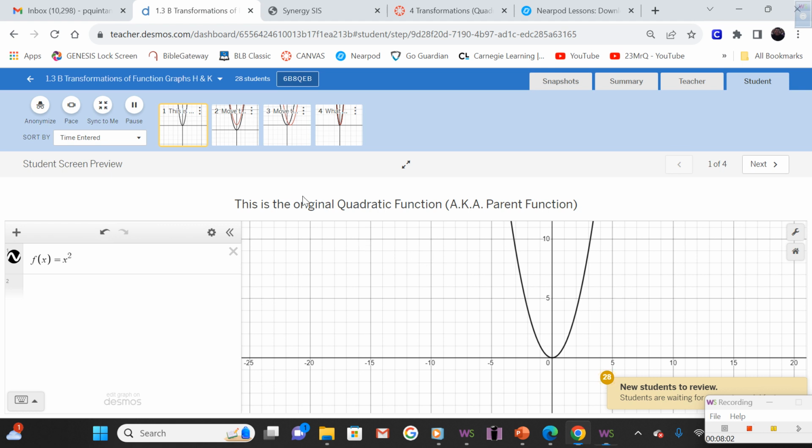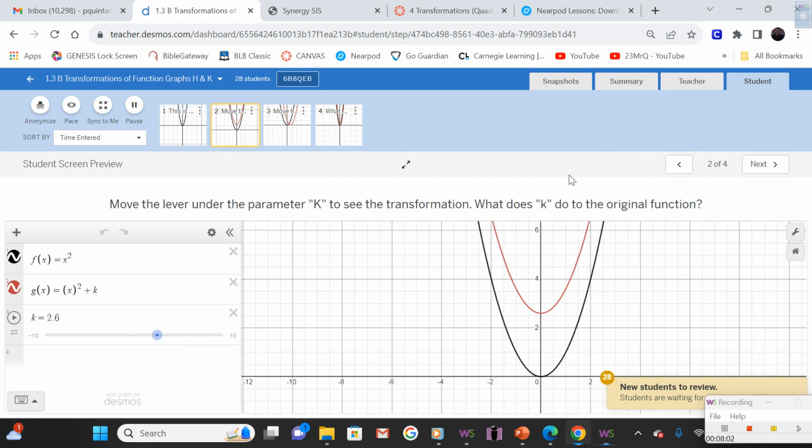All right, next. Go to the next slide, please. At the top, go to next. It reads, move the lever under the parameter k to see the transformation. What does k do to the original function? Just keep it to yourself, move it around, and look at the values change for k, and look at the graph as you're moving it.